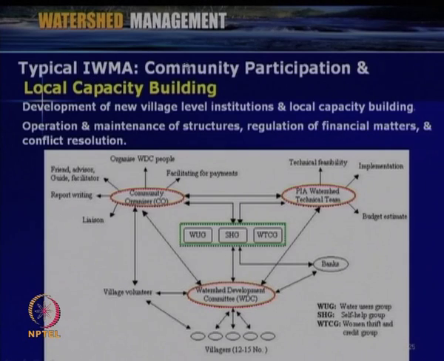The integrated watershed management approach involves development of new village level institutions, local capacity building, and then going for holistic development plans. It can start with the village, then watershed development committees, then water users groups. Various users groups can be formed so that we can go for appropriate watershed development plans.